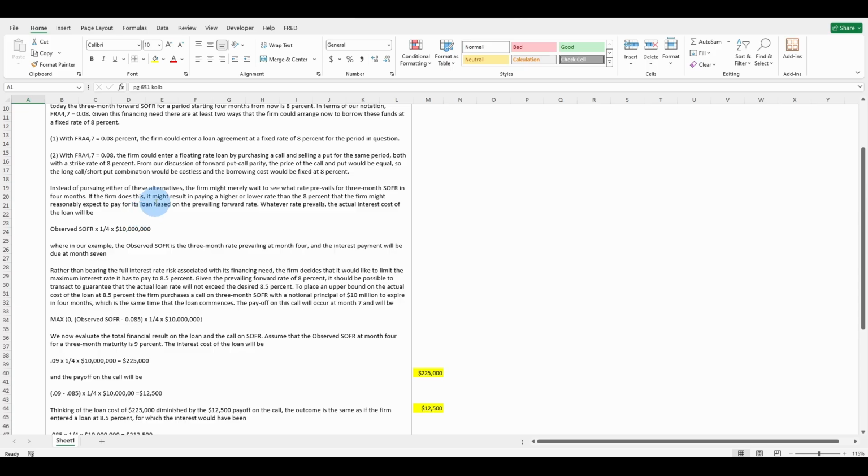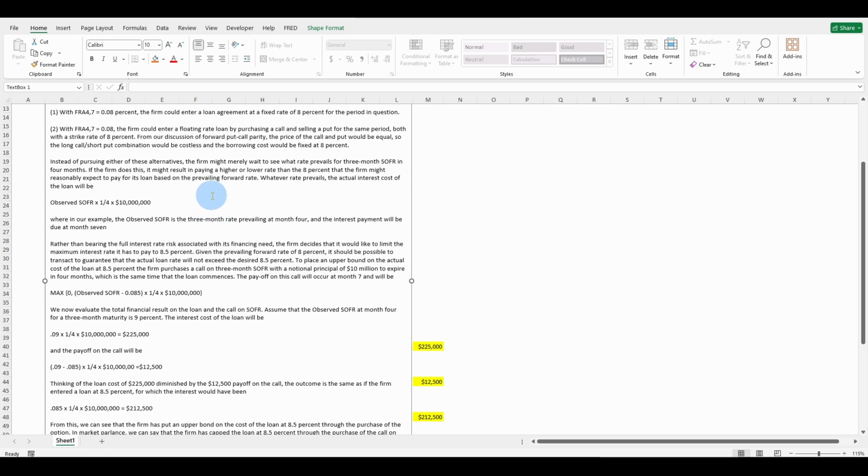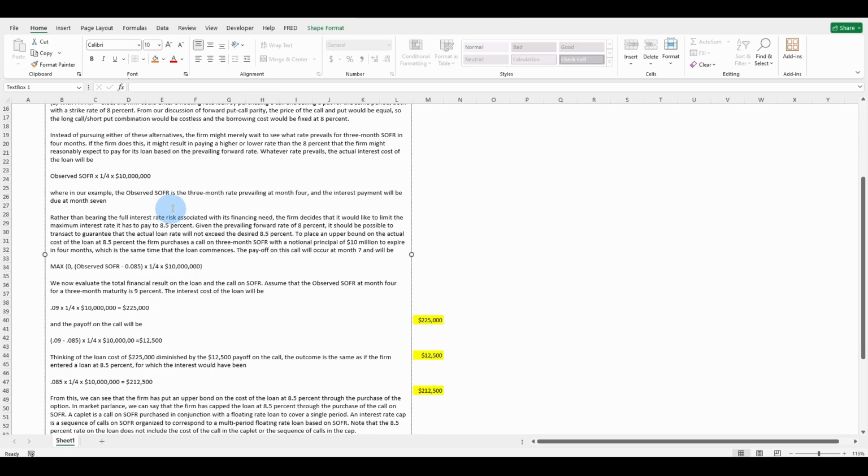Instead of purchasing either of these alternatives, the firm might merely wait to see what price prevails for 3-month SOFR in 4 months. If the firm does this, it might result in paying a higher or lower rate than the 8% that the firm might reasonably expect to pay for its loan based on the prevailing forward rate. Whatever rate prevails, the actual interest cost of the loan will be observed SOFR times 1/4 times 10 million, where in our example, the observed SOFR is the 3-month rate prevailing at month 4, and the interest payments will be due at month 7.